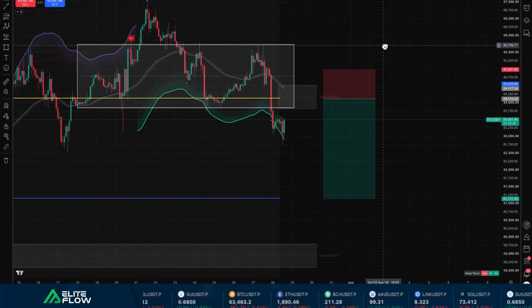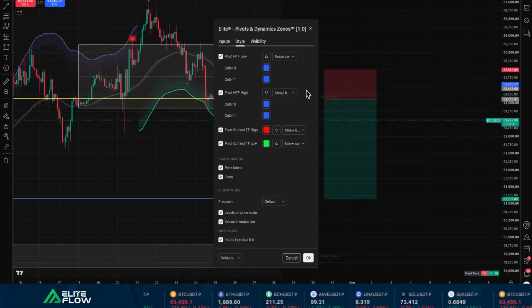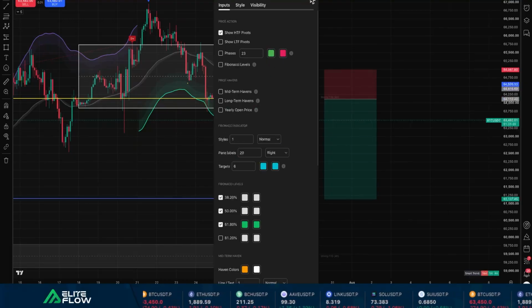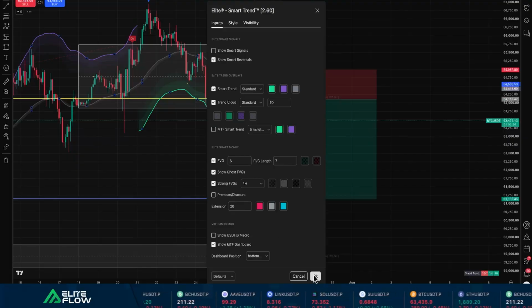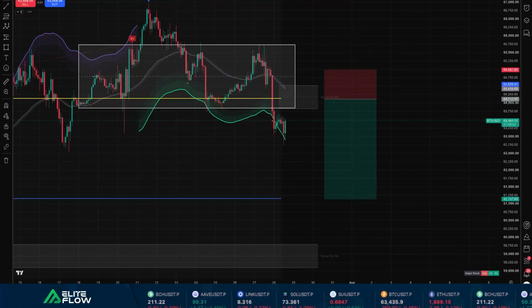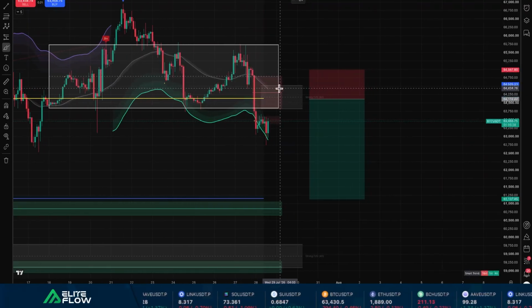Let's start step by step. What can we see? I've got multi-time frame fair value gaps applied with our indicator. That's not what I wanted to do. This is what I want to do. There we go. And I'm also going to be able to see this gray line. You might think, what is this gray line? It's an exponential moving average.